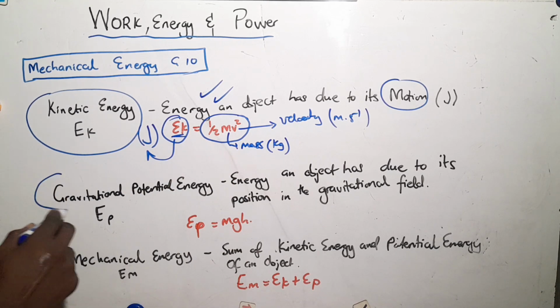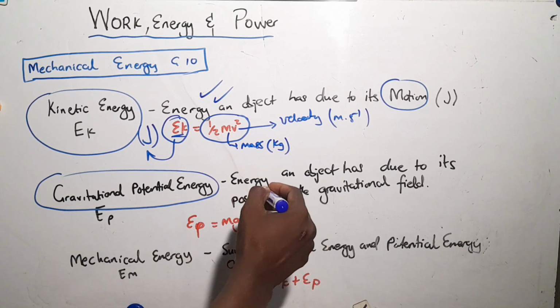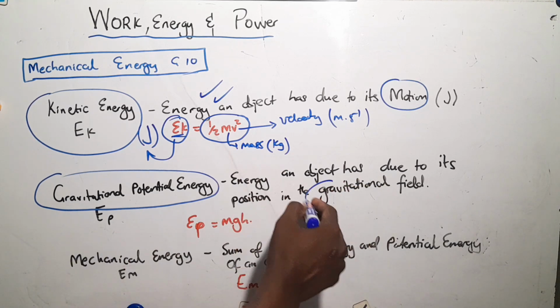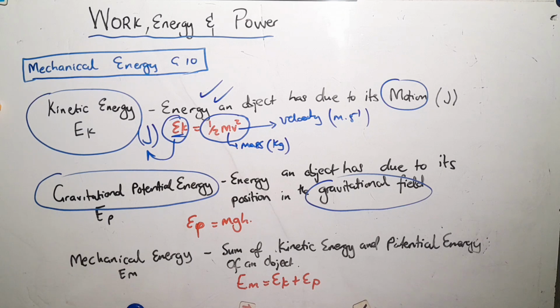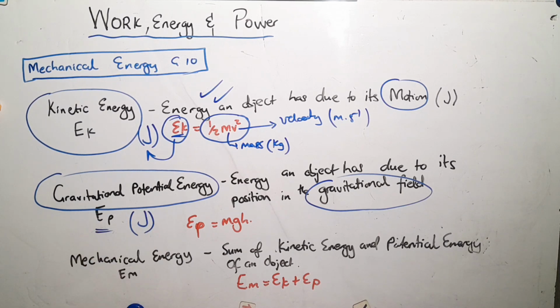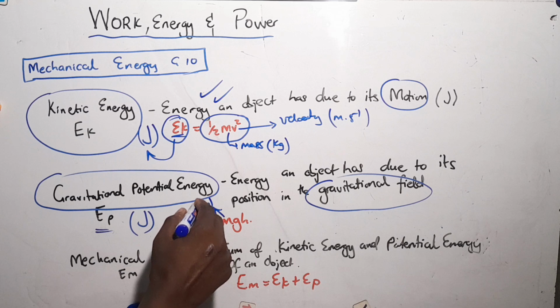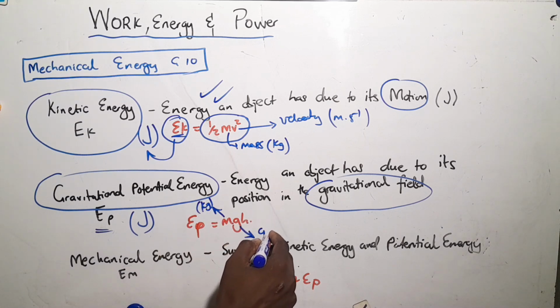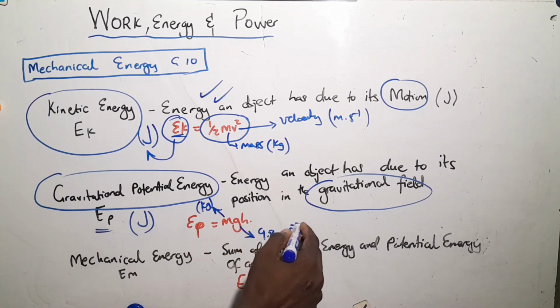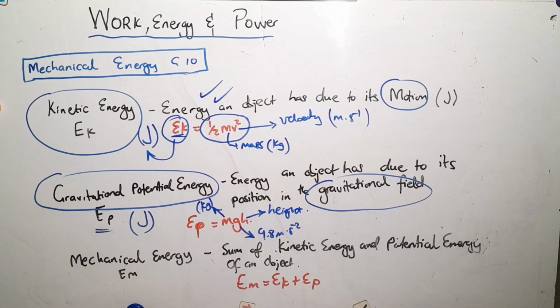We also talked about gravitational potential energy. Gravitational potential energy is the energy an object has due to its position in the gravitational field. This is represented by EP, and it is also measured in joules. EP is equal to mgh, where m is the mass of the object in kg, g is the gravitational acceleration, which is 9.8 meters per second squared, and h is the height that the object is at. That is gravitational potential energy.